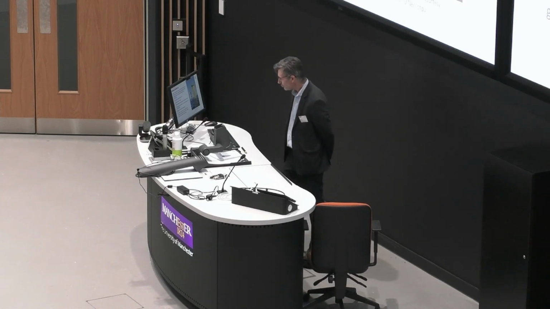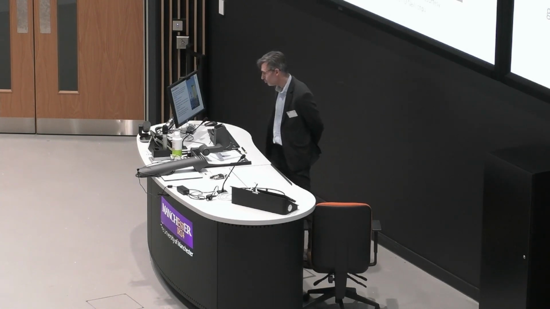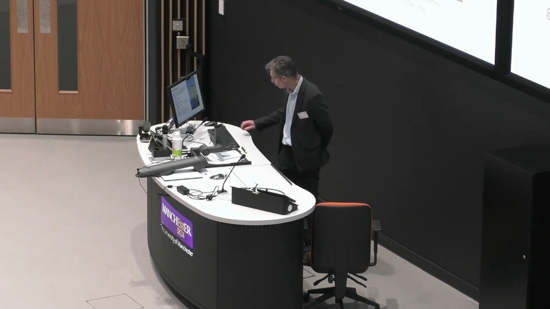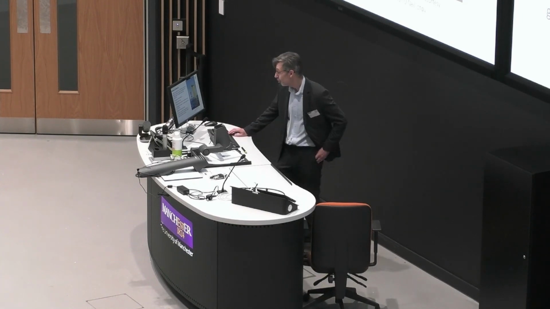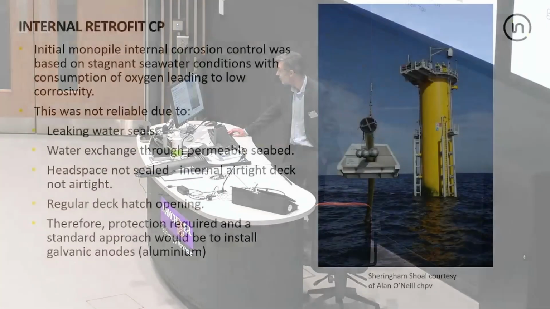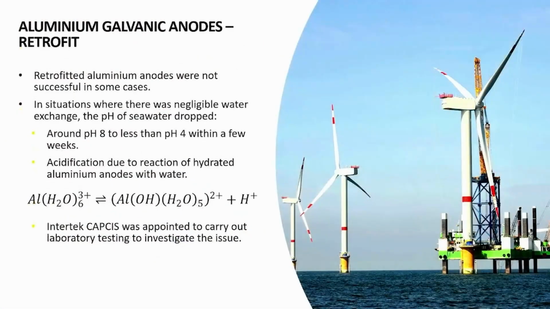So because there were some issues, it was decided to install some aluminium anodes on the inside of a series of monopiles to prevent corrosion inside after the failure of the seals. Retrofit aluminium anodes were installed, but it wasn't successful in some cases, and it wasn't initially understood why this was happening. And it was found that the pH was dropping significantly.